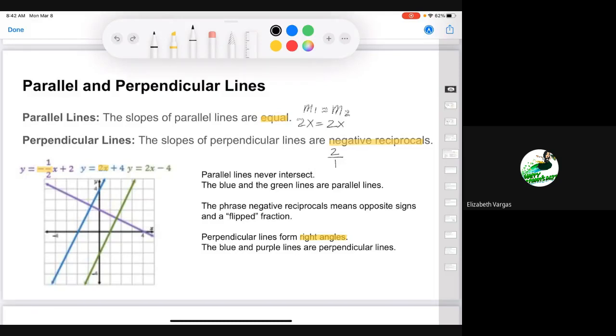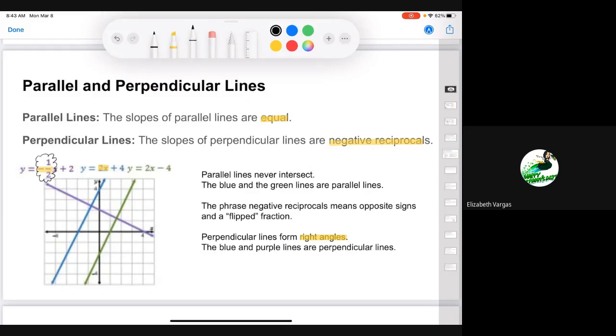So how do I find the negative reciprocal of that? Well, the first thing I want to do is flip my fraction. So it becomes 1 over 2. And then the next thing I do is negate it. So negative 1 over 2, or I change the sign. And so as you can see here, the slope of my perpendicular line is in fact negative 1 over 2. So that's how you would identify your negative reciprocal slope. Okay. Any questions about this? So parallel lines have equal slopes, 2x, 2x in this instance. And then perpendicular lines are 2 lines that have negative reciprocal slopes of each other.